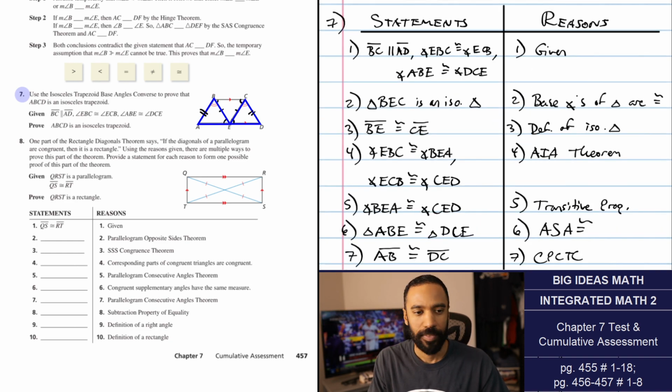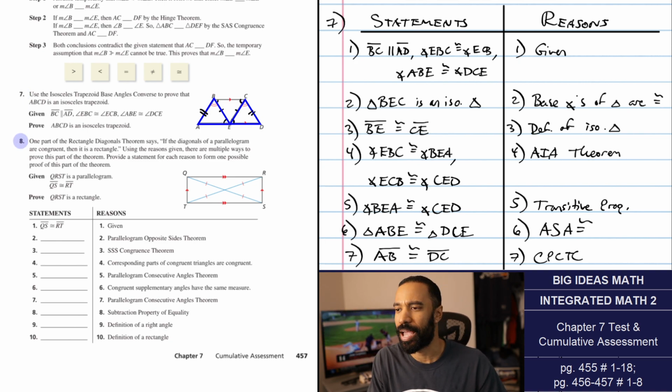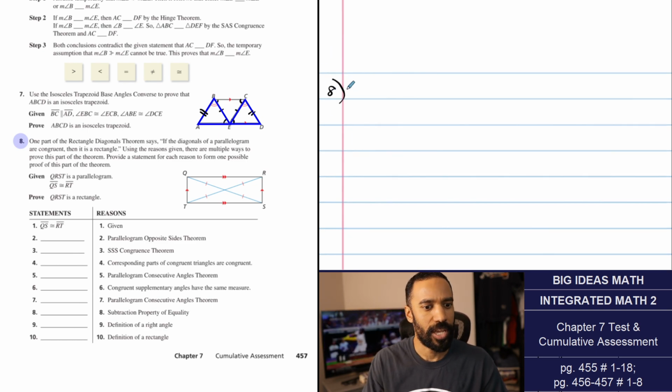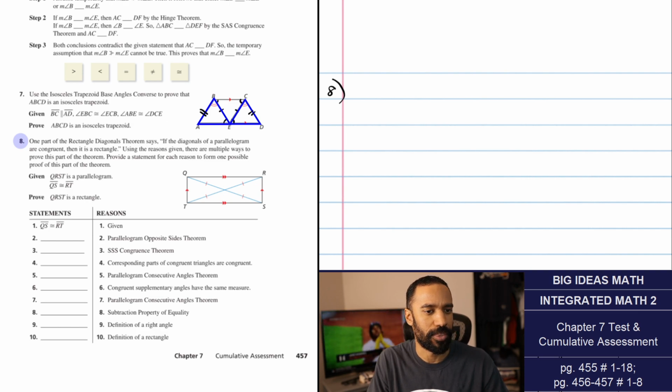Okay, that's number 7. I have one more to do, number 8. One part of the rectangle diagonal theorem states, hold on, I'm bringing it up. Number 8 states, if the diagonals of a parallelogram are congruent, then it's a rectangle.